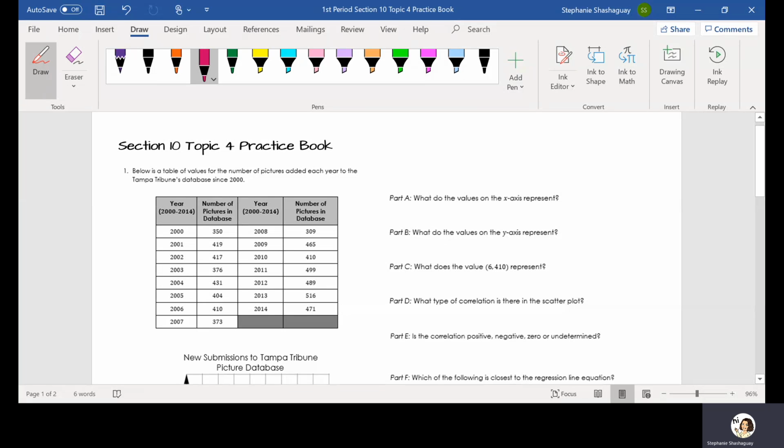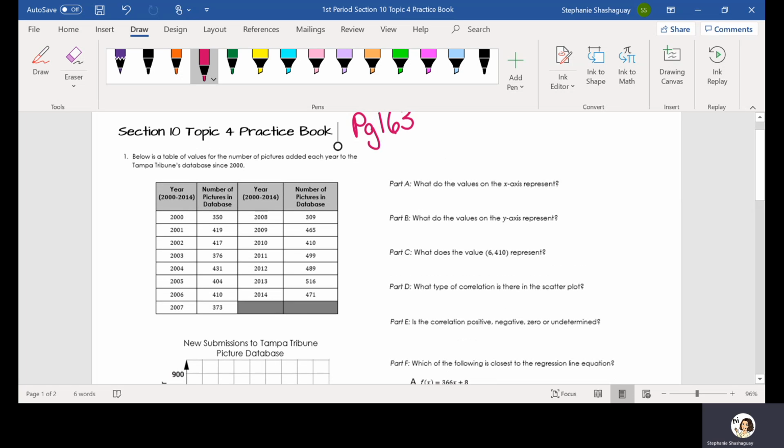All right, guys. So today during class, you were supposed to work on your practice book, which is page 163 in your Math Nation practice book. All right. So this is section 10, topic 4. And if you did your homework last night and you took the notes from yesterday's class, this should be relatively easy, but it's just some extra practice for you either way.